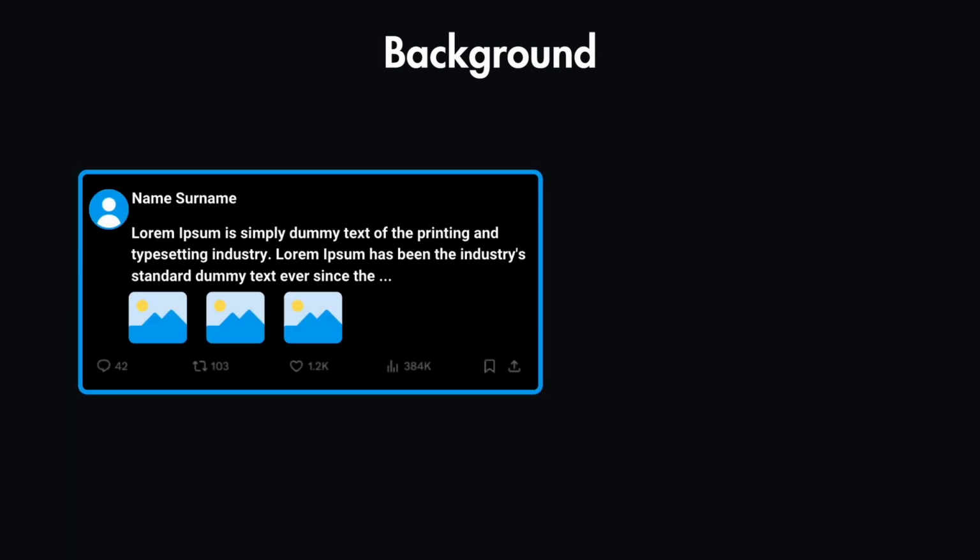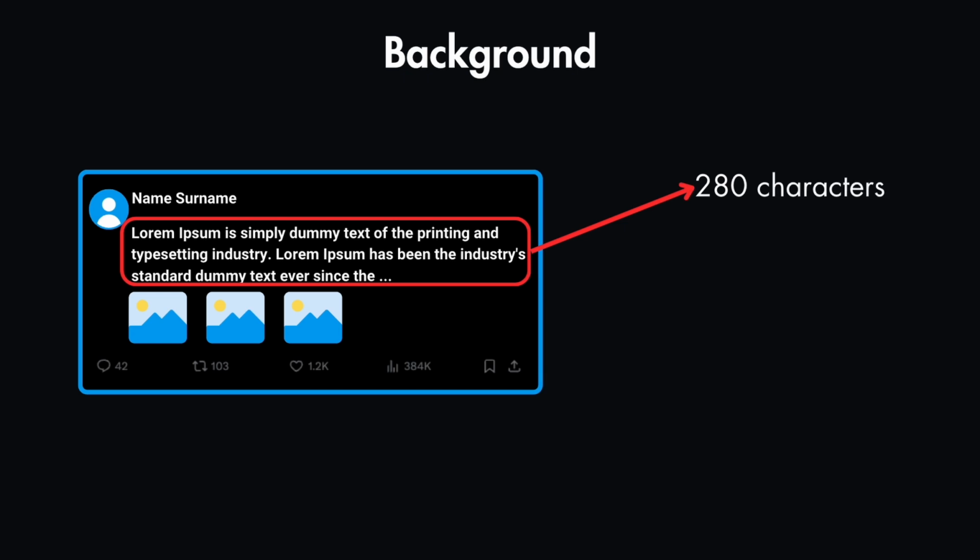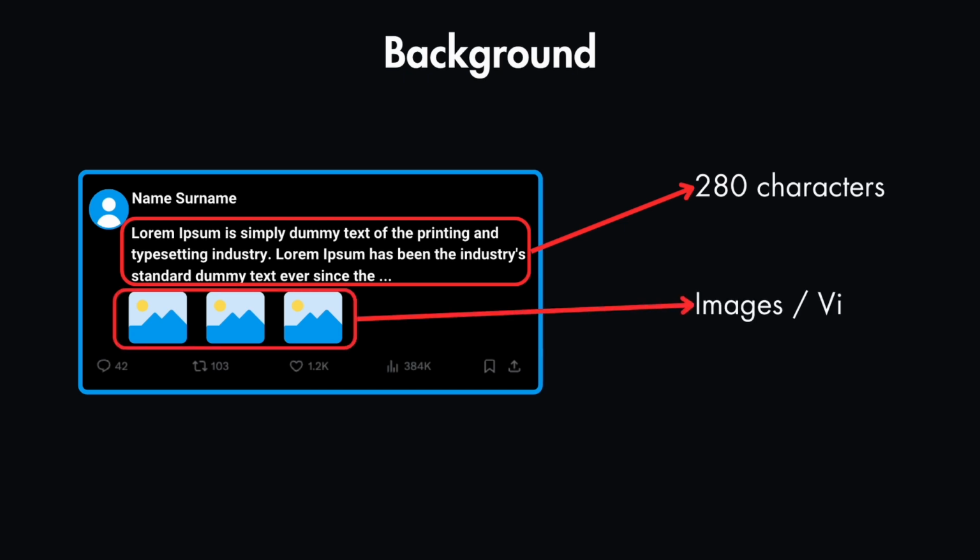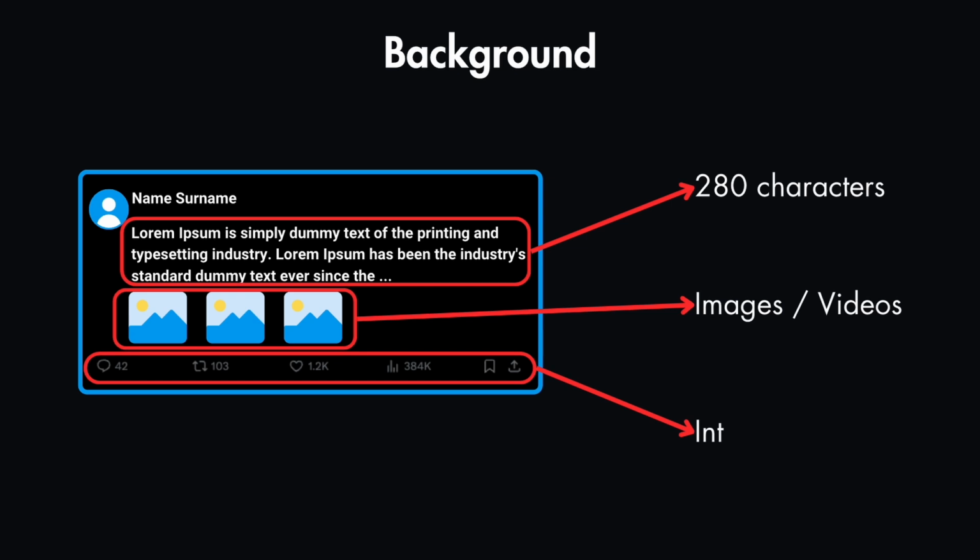And a typical tweet looks something like this. People can tweet text up to 280 characters, and optionally they can also include images and videos. And we also have some interactions at the bottom, like users can comment, retweet, or like other people's tweets.